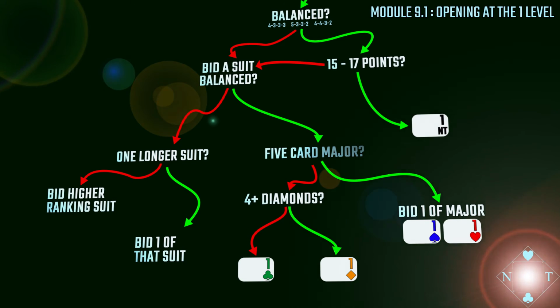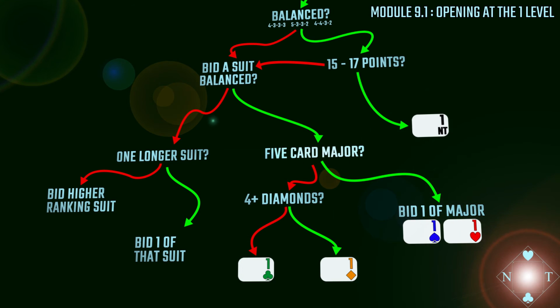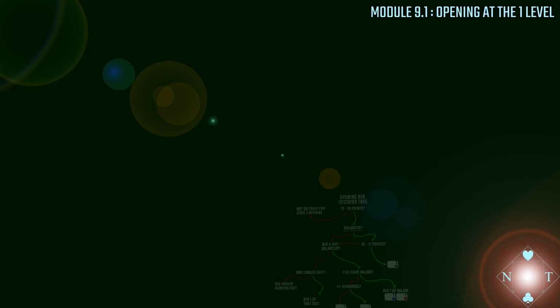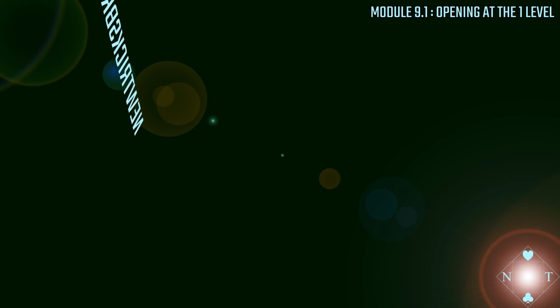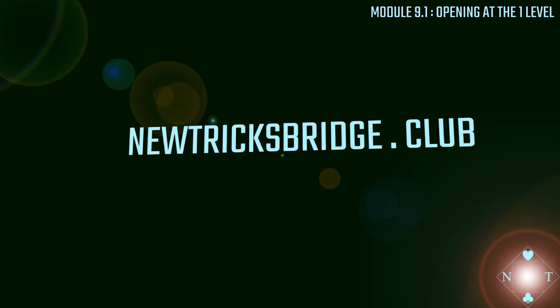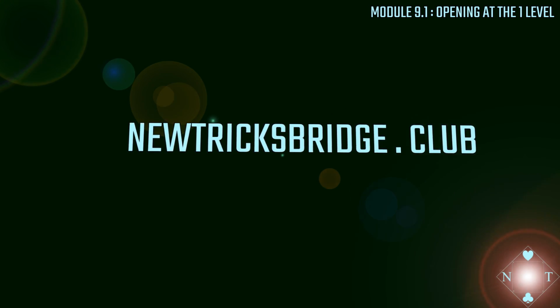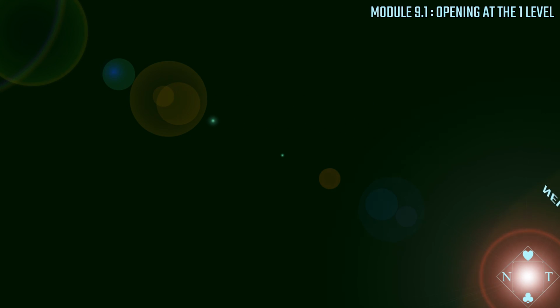So, you now have a way to choose your bid for any regular opening hand. That is to say, those that are in the 12 to 19 point range. You'll find the decision tree on our website in the hints and tips section for this module, and while you're there, make sure to take the quiz to see how you do with some more examples before moving on to the next video, where we will look at opening with weaker, more distributional hands.